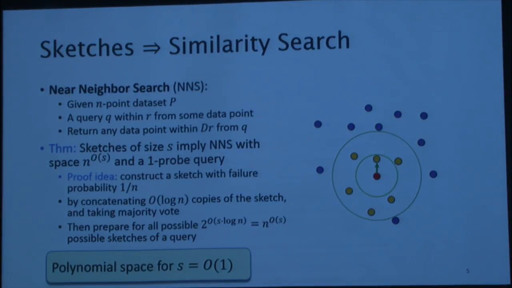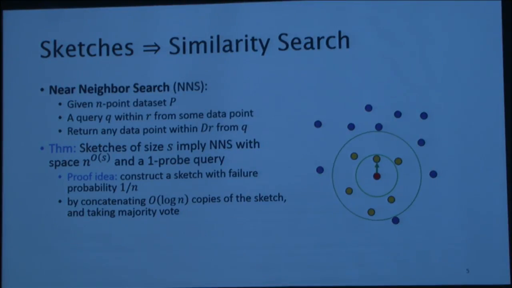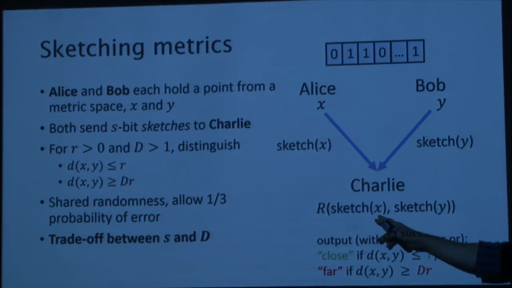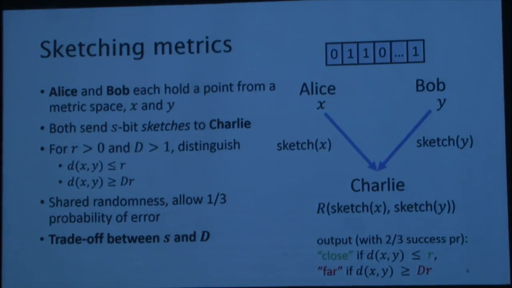Can you do something better than just taking independent copies, like an expander or something? Good question. I don't know. What you can do better is if your sketches have additional properties, namely if the reconstruction algorithm has an additional property. For example, it is not an arbitrary algorithm, but it is an algorithm that just compares whether the sketch of x equals the sketch of y. If it is equal, then it says close. If it is not equal, then it says far. Those kinds of sketches lead to what is called locality sensitive hashing, for example.